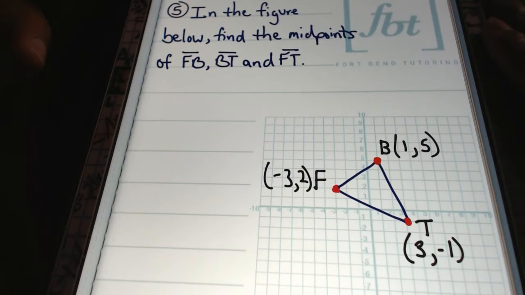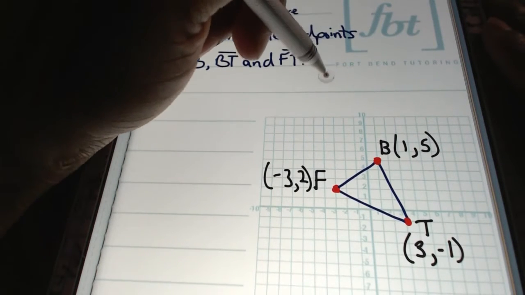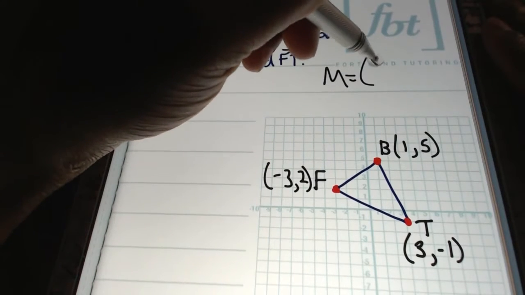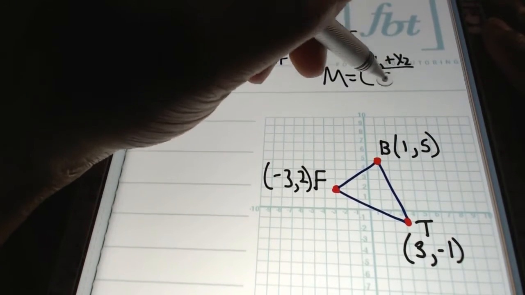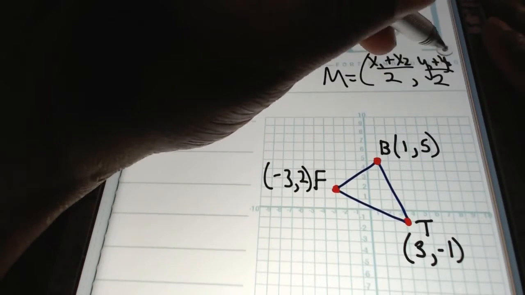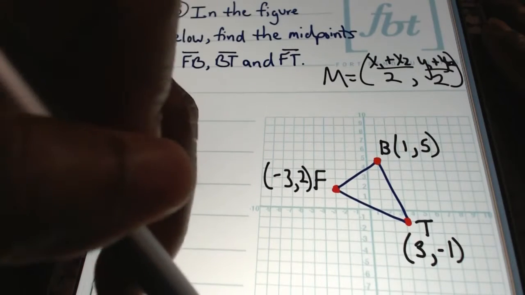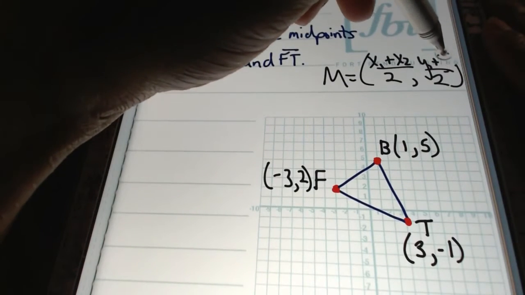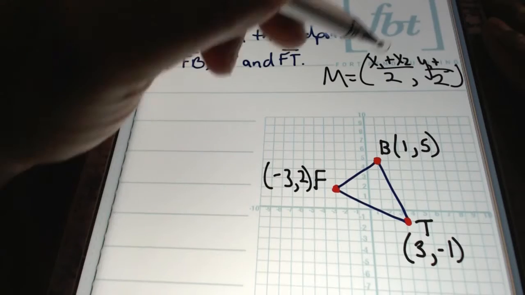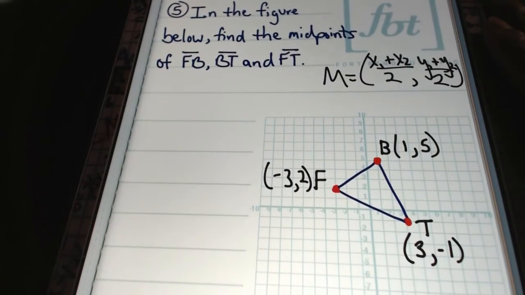If we're asked, guys, to find the midpoint, let's put that midpoint formula over here. We'll have x1 plus x2 divided by 2, and y1 plus y2 divided by 2. It's supposed to be a 2 over there. Okay, I guess I have to fix this 2 over here because you guys are being picky today. All right, that's better.